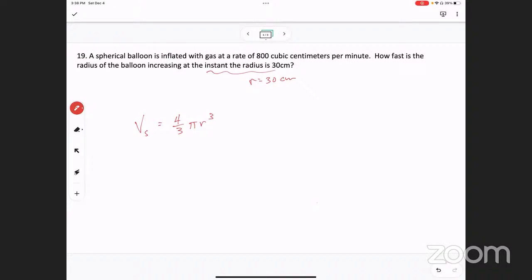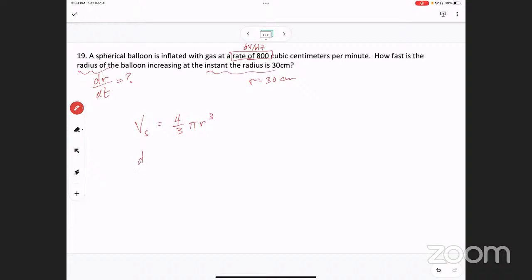Yeah. So it says, how fast is the radius of the balloon increasing at the instant? This is more straightforward. They're saying how fast is the radius? So they want to know dr dt. That's what they're trying to find. So dv dt, right here, this is dv dt. Yeah. Got it.